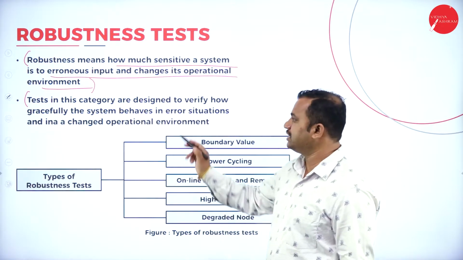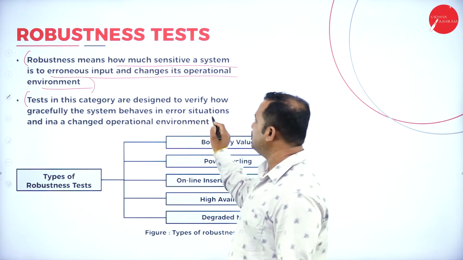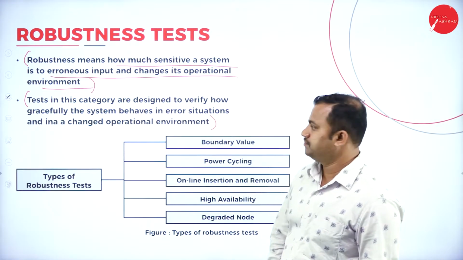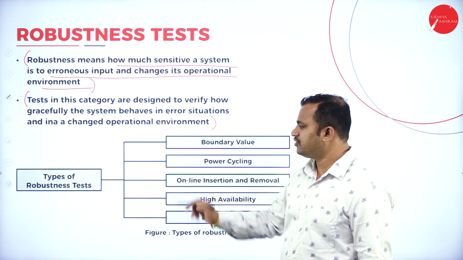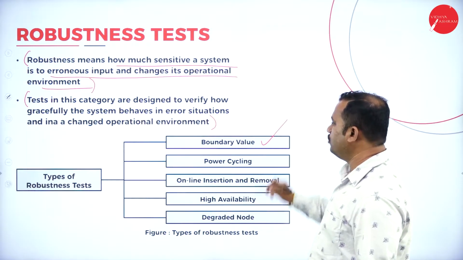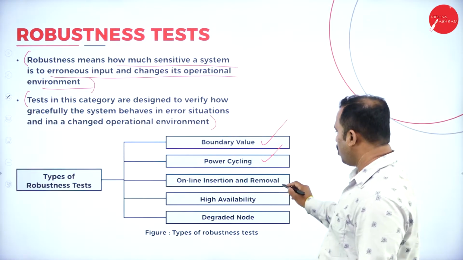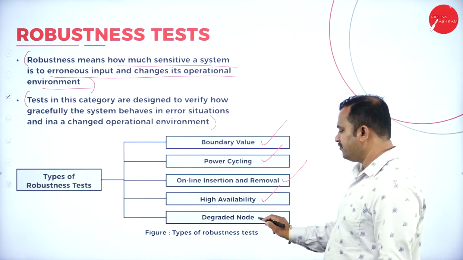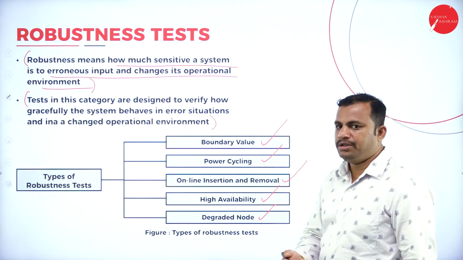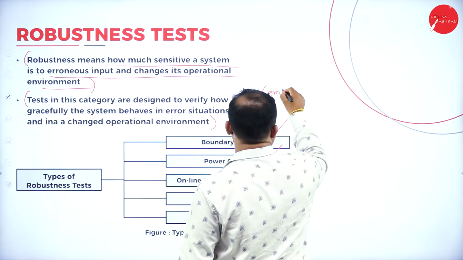Tests in this category are designed to verify how gracefully the system behaves in error situations and in a changed operational environment. The types of robustness test include: first, boundary value; second, power cycling; third, online insertion and removal; fourth, high availability; fifth, degraded node. Let me take up the example of the communication system.